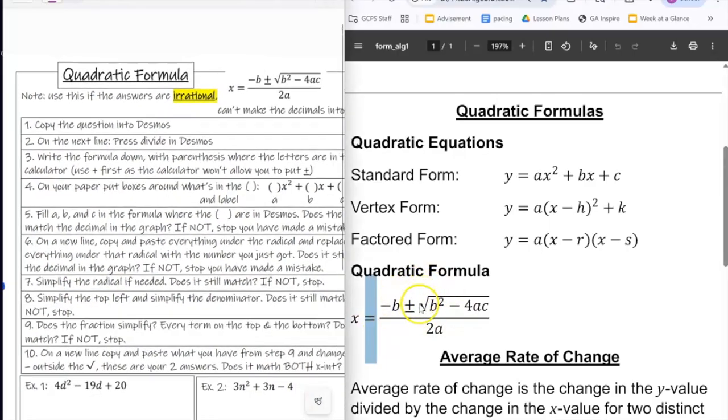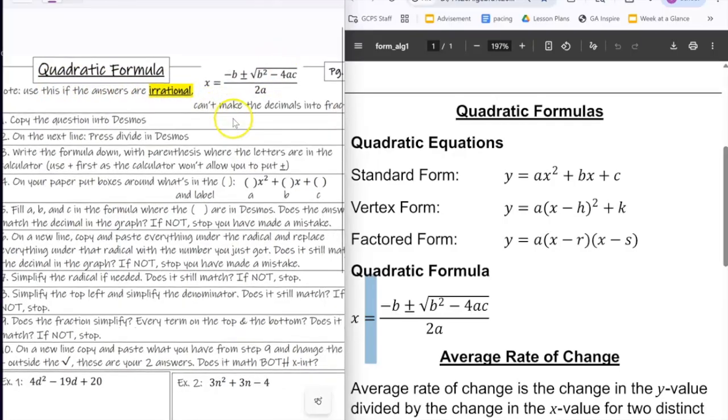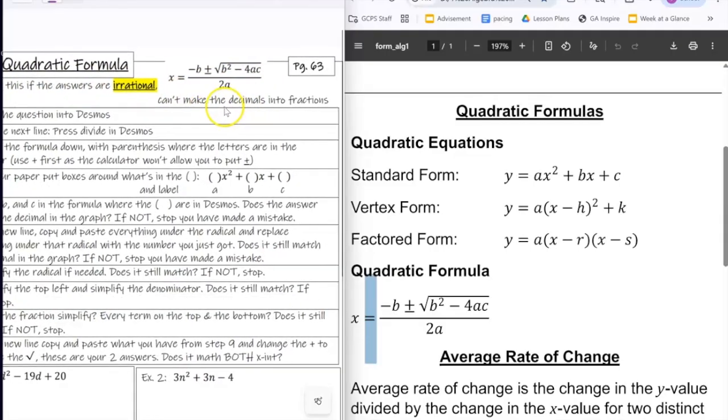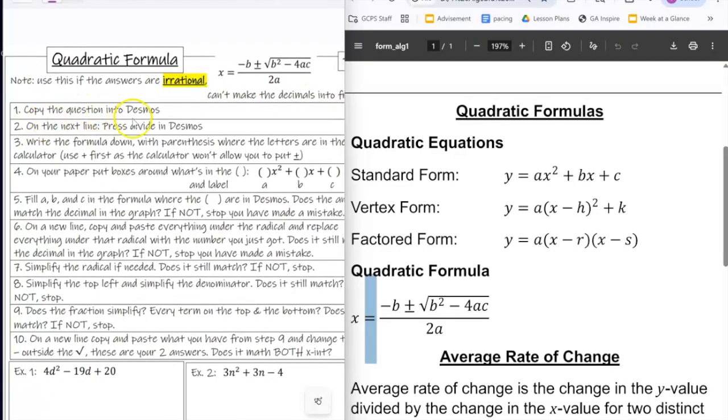So to start us off, I've written the formula here. You're using this when it's irrational, okay? But you can use it when it's rational too, but why would you? Why would you do this extra work when you can just type it in? All right, use it if it's irrational and you can't make the decimals into fractions. All right, so you're going to copy the question into Desmos.